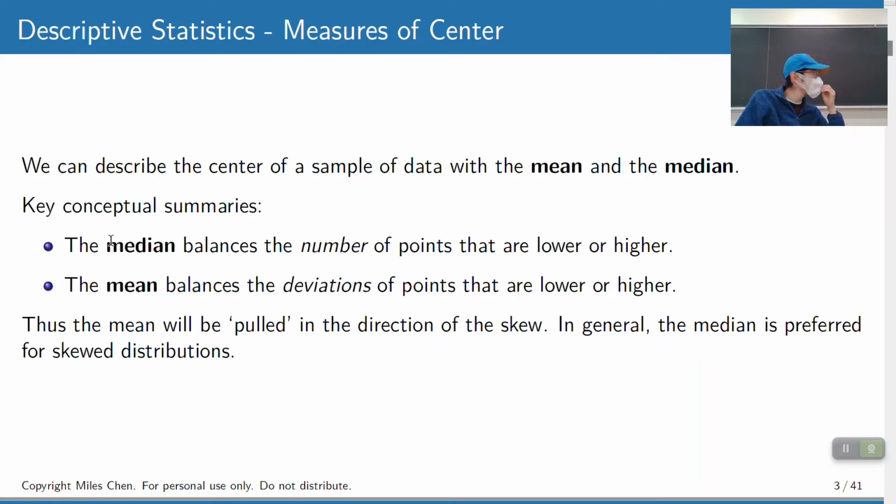But conceptually, the median balances the number of points that are lower and higher, so you have the same number lower as you do higher. The mean balances the deviations, the distances from the mean that are lower and the deviations that are higher. Because you're trying to balance these deviations, if your data is skewed, your mean is going to get pulled in the direction of the skew. When you have a big outlier, you have a huge deviation, and to offset that, the mean has to move to shrink that deviation so you don't have this extreme thing on the right.